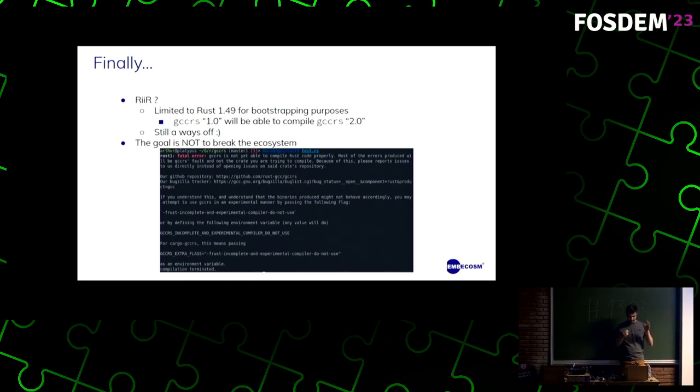And I'd like to really point out that the goal of GCCRS is not to break the ecosystem. So we want to make sure that whenever someone compiles one of your crates with GCCRS, they're not actually blaming you for the failure that's going to happen. And yeah, that they report the issue to us because we're not a proper Rust compiler yet, and you shouldn't have to suffer for our hubris.